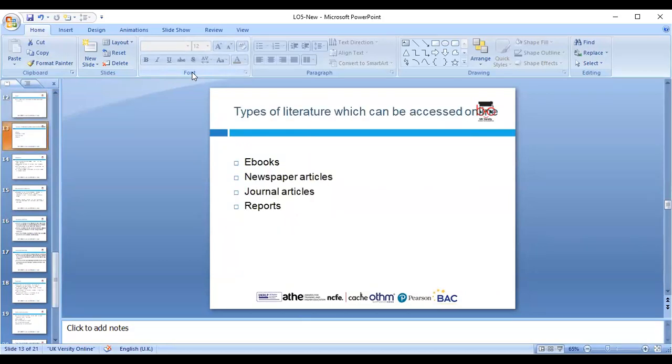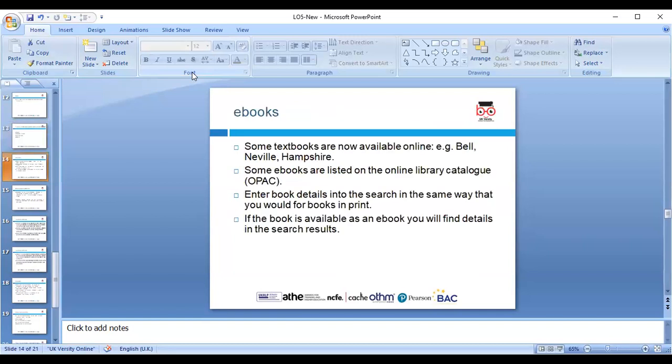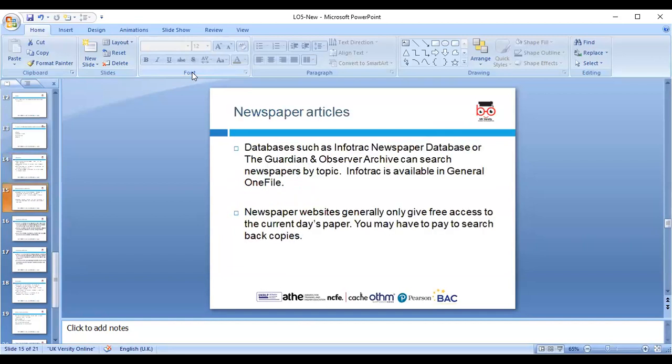Okay, a typical literature review can be accessed from ebooks, newspaper articles, journal reports and ebooks. Some textbooks are now available online, such as on these websites; ebooks are listed in online library catalogs. We can look around some ebooks available on our Moodle page as well, guys. It's quite good to look around.